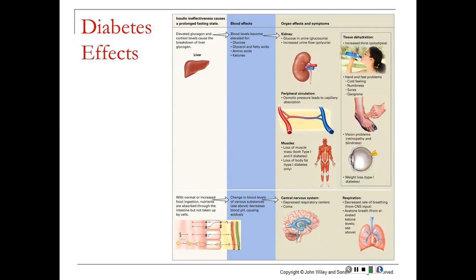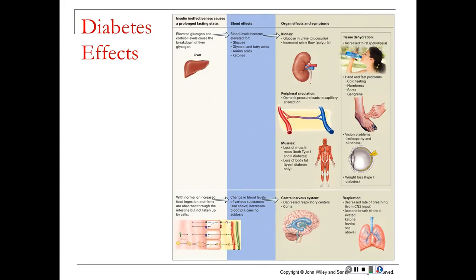Here you can see some overall effects of diabetes. Some of the prolonged effects include elevated glucagon and cortisol levels, which cause the liver to break down glycogen. The blood levels become elevated for glucose, glycerol, fatty acids, amino acids, and ketones. There's going to be glucose in the urine, increased urine flow, osmotic pressure, leading to capillary absorption.